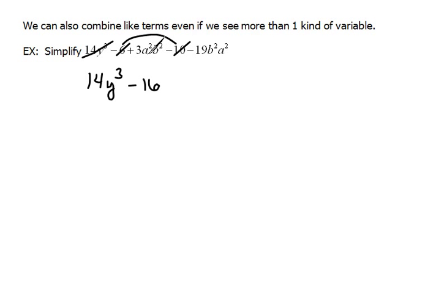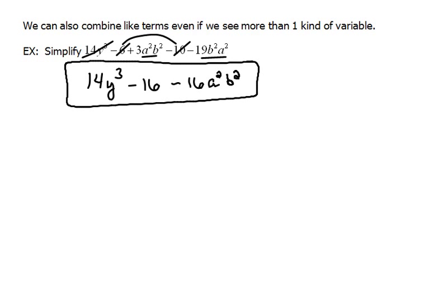Now lastly here I have an a squared b squared. Well, look over here. I also have a b squared a squared. Because that's multiplication, those could be flip-flopped and it would be the exact same thing. A squared b squared is the same thing as b squared a squared. So these are like terms then that can be combined. So positive 3 of those minus 19 of those would be minus 16 of those a squared b squareds. That is combining like terms with more than one variable.